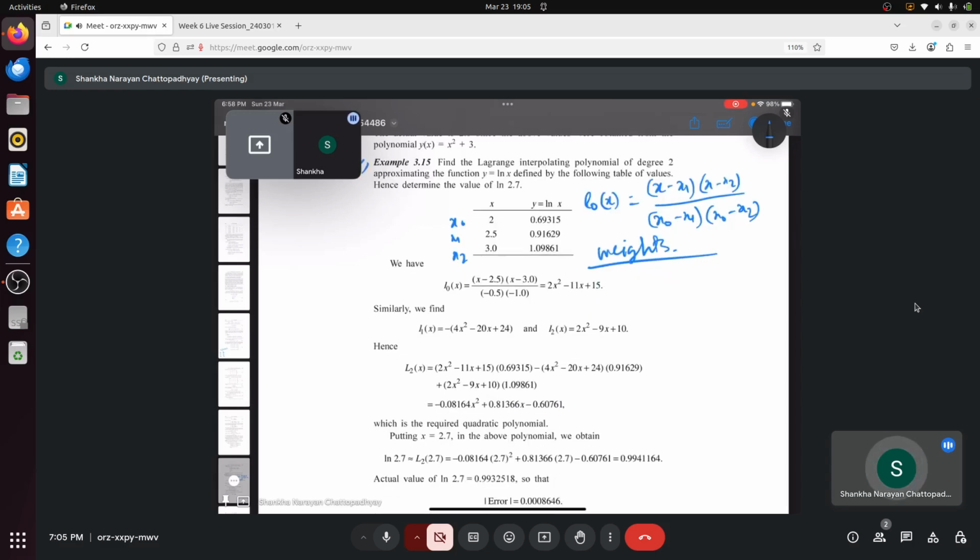So just calculate this L0x. Similarly, you can calculate L1x, L2x, and then what will be your Lagrange's polynomial? Just L0x into y0 plus L1x into y1 plus L2x into y2. This will be the final Lagrange's interpolating polynomial.